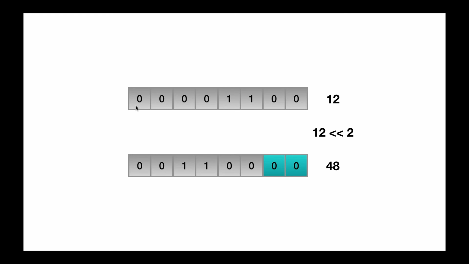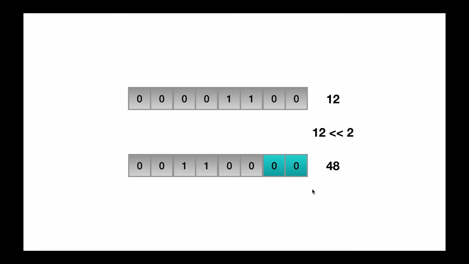12 in binary format is represented with these 8 zeros and ones. And then when you say 12 left shift 2, we basically want to make room for 2 more bits on the right side, because we're going to shift the bits to the left. As you can see, the bits have been moved towards the left, making room for these 2 cells. Now these 2 cells will always be inserted with zeros, and hence now the overall byte consists of 00110000, bringing that result into 48.